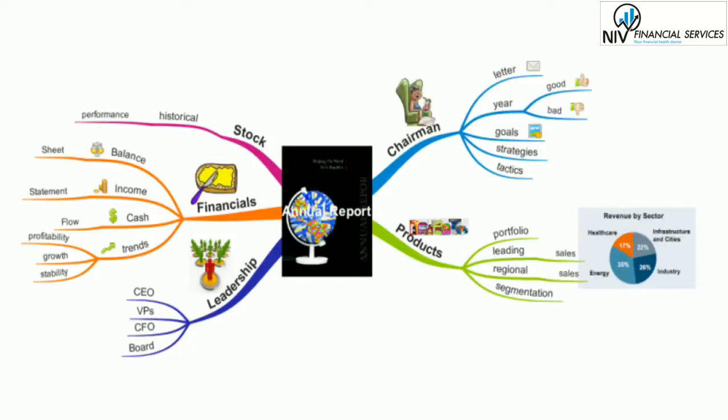A standard report includes the following sections. First one, letter to shareholders, financial history and highlights, management discussion and analysis, management reports on financial statements and on internal control, report of independent accountant, that is auditors, financial statements including balance sheet, income statement, cash flow statement, notes to financial statements, list of directors and officers.